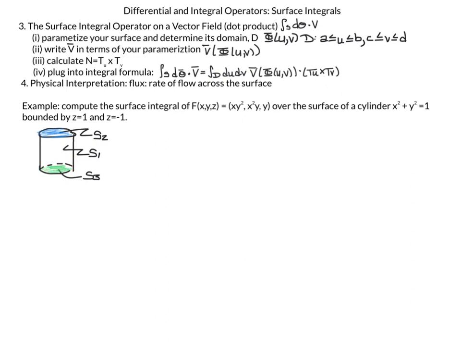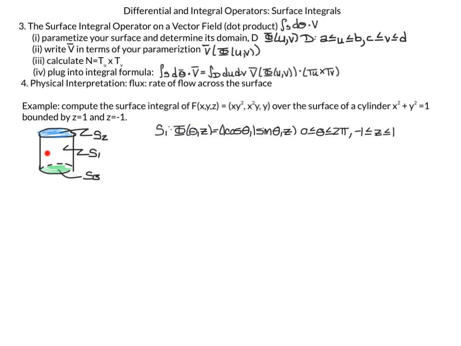What I am going to do is compute the surface integral across surface 1 and surface 2. I will leave surface 3 for you to do. By my physical interpretation, I'm going to calculate flux across the body of the cylinder and flux across the top of the cylinder. The first step is to parameterize the surface S1, and this is our cylinder that we had talked about earlier.